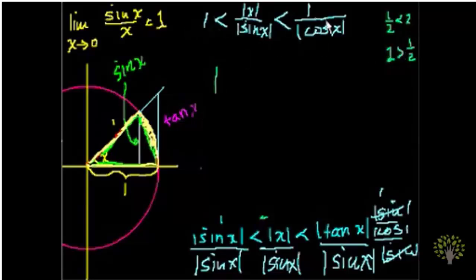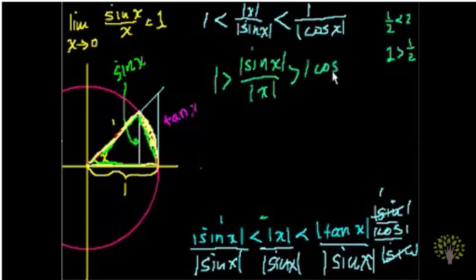So if I'm inverting all of the sides of this inequality, I have to switch the inequality signs. So 1 is greater than absolute value of sine of x over the absolute value of x, which is greater than absolute value of cosine of x. Now let me ask you a question.